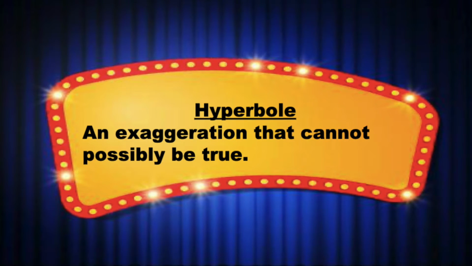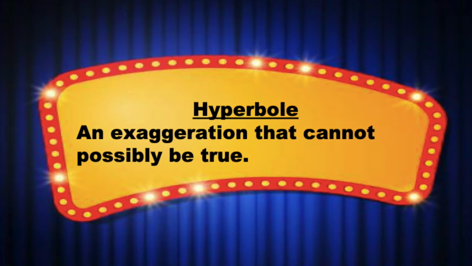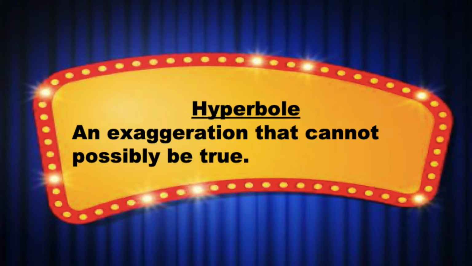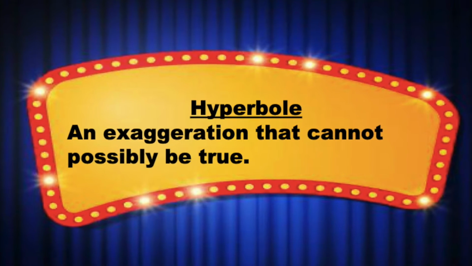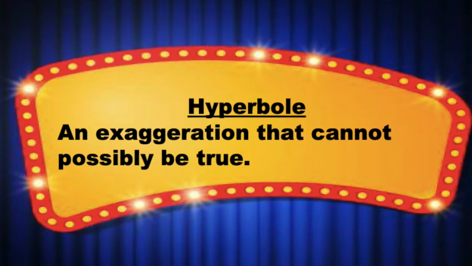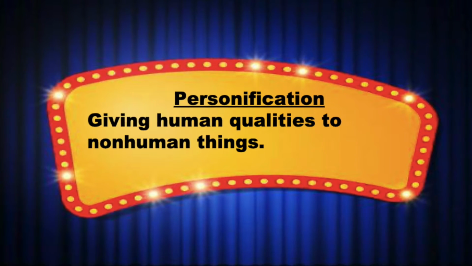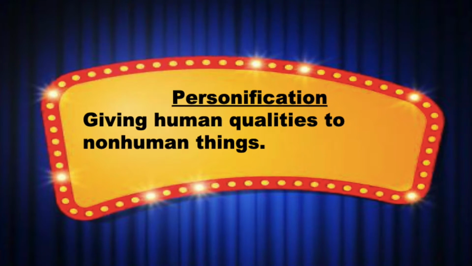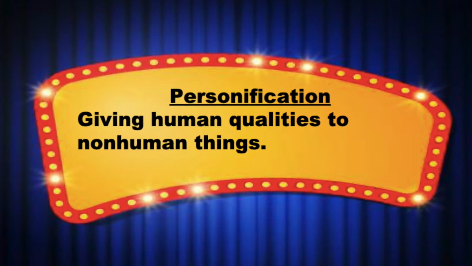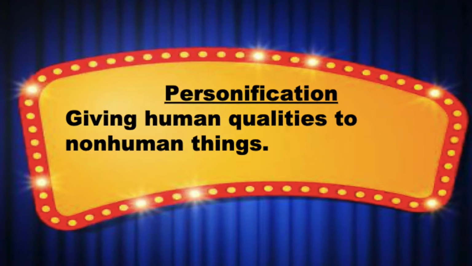Third, we have hyperbole. A hyperbole is an exaggeration that cannot possibly be true. An example would be, I want it so badly I could die. Or, I'm so hungry I could eat a whole elephant. Next, we have personification. That's where authors give human qualities to non-human things. An example of this would be the stars danced in the night.